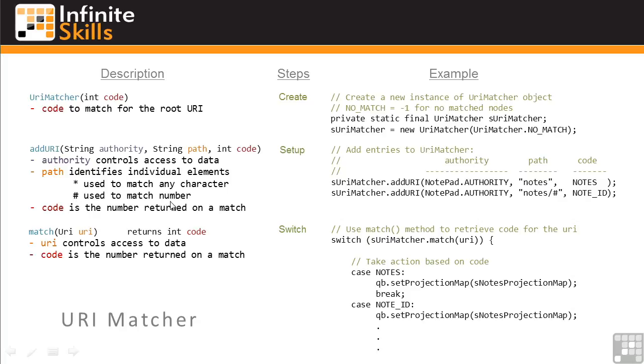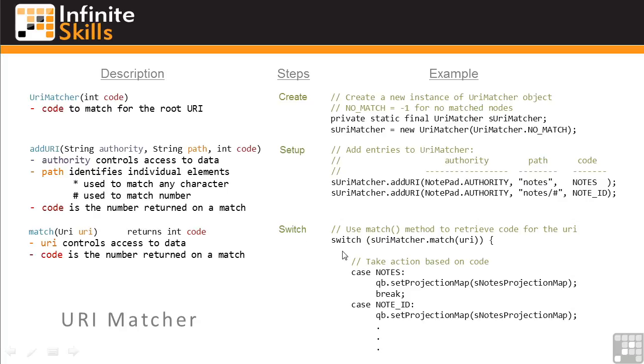In this example, we've matched the combination of Notepad authority and the notes path to the constant notes. And notes has been defined, as we'll see in the app code, as a 1. And we've matched the combination of Notepad authority and notes/# to the constant notes ID, and notes ID has been defined as a 2.